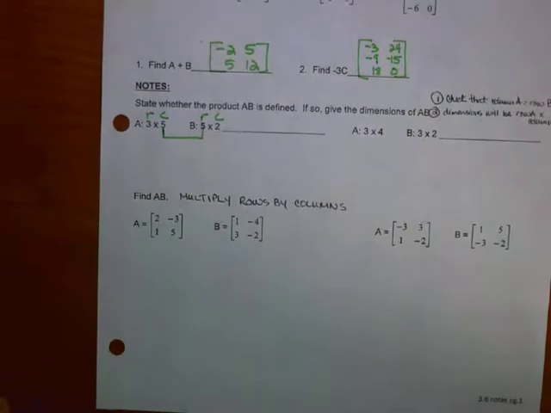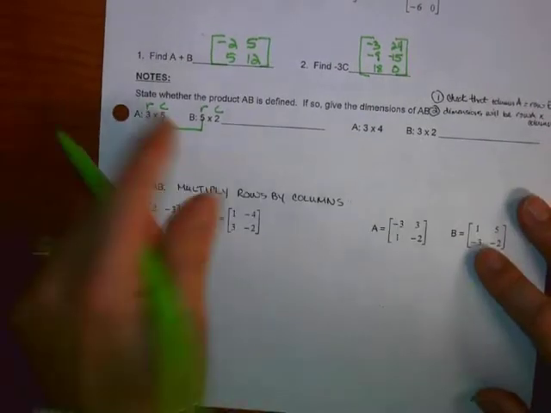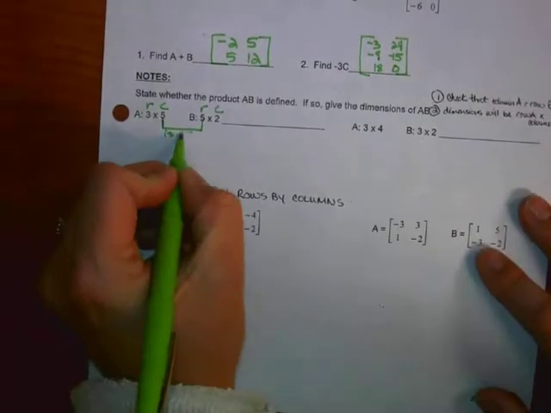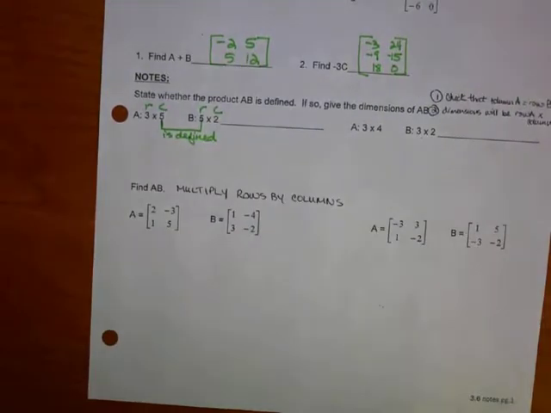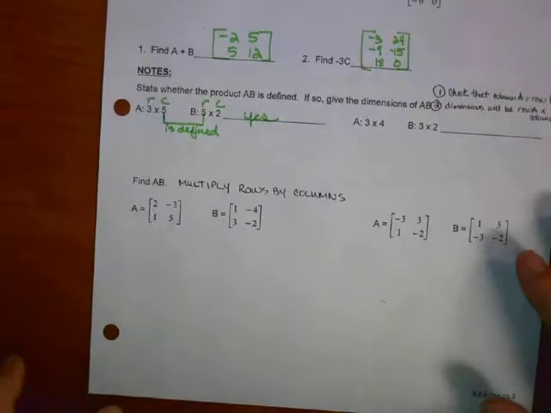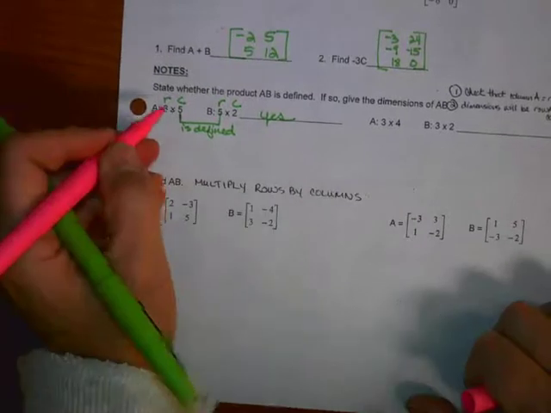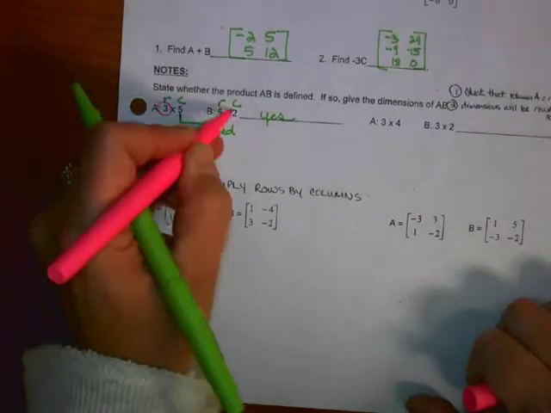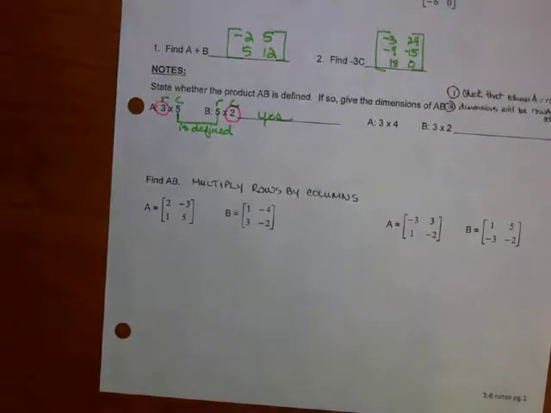This is very important. If they're not the same, you cannot multiply them. So since they're the same, that means it is defined, and you can multiply them. Okay? Yes, it is defined. Now, the other thing that you can get from this is the numbers on the outside, 3 and 2, are going to be the dimensions of your answer.